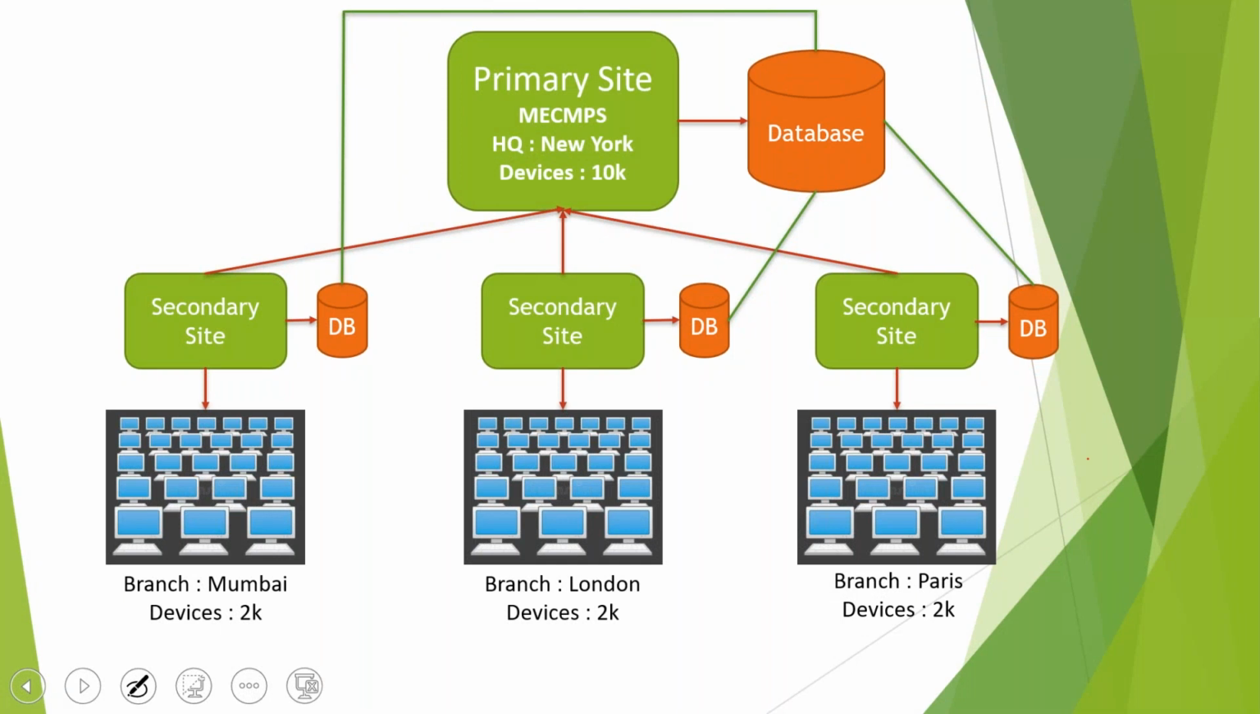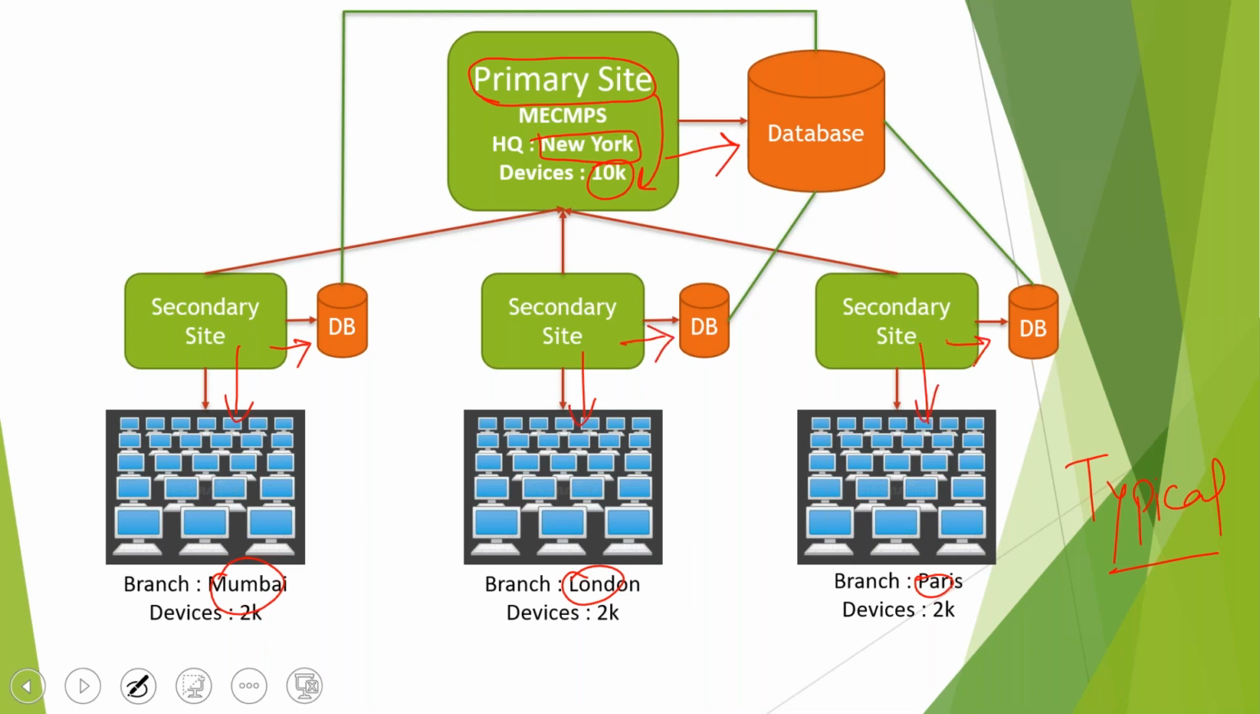Now, this is the typical one. Generally, we go with this one. Generally, we have this kind of architecture. So we have a primary site server in headquarters, let's say New York, and 10,000 devices are there. So one primary will be managing these 10,000 devices, and it will collect the data and put the information in the database. Now, what about the devices in Mumbai, London, and Paris? Mumbai has 2,000 devices. It is going to be managed by a secondary site server, and it is going to store the data of these 2,000 Mumbai devices in the database. The same will happen here.